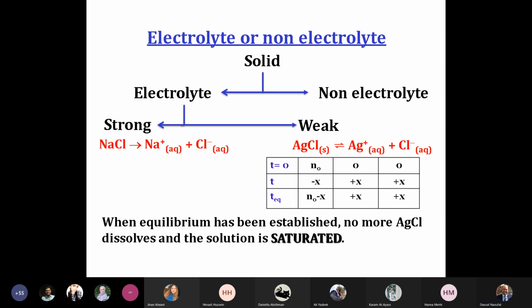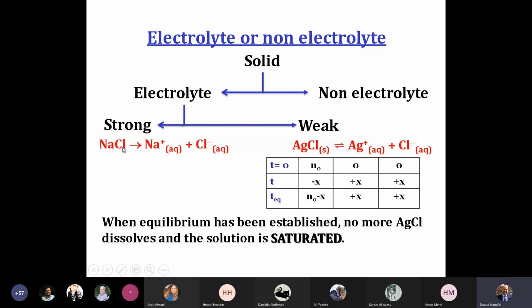Another question: NaCl is composed of cation and anion, and AgCl is composed of cation and anion. So what is the factor that makes NaCl completely soluble and AgCl partially soluble? If you consider NaCl, you have a certain energy that keeps Na plus bound to Cl minus. According to thermodynamics, this is the crystal lattice energy.